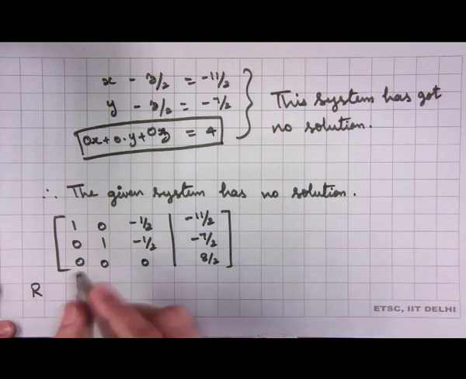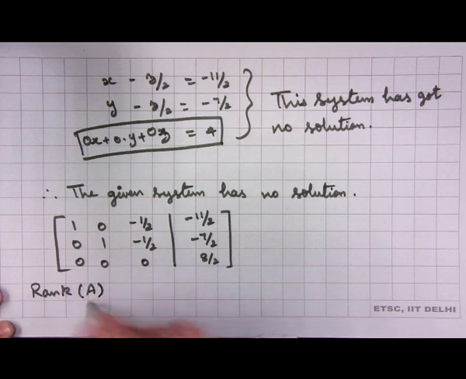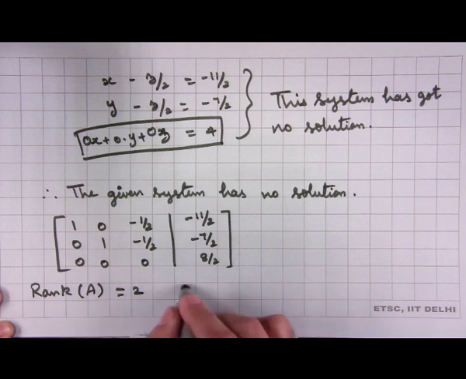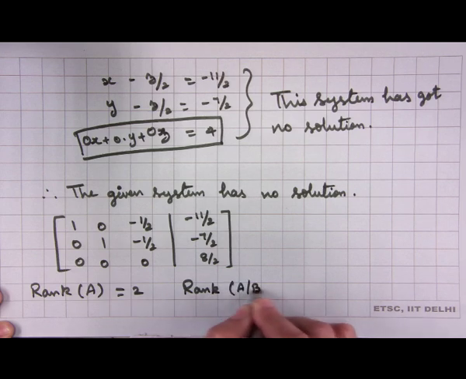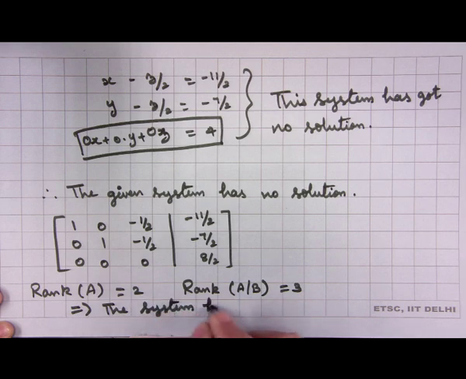By looking at this, one can easily conclude that the rank of the coefficient matrix A is just 2, while the rank of the augmented matrix is 3, and we know that 2 is strictly less than 3. This implies that the system has no solution.